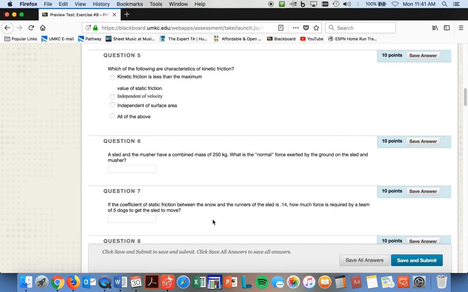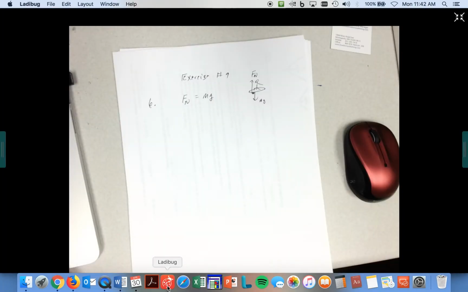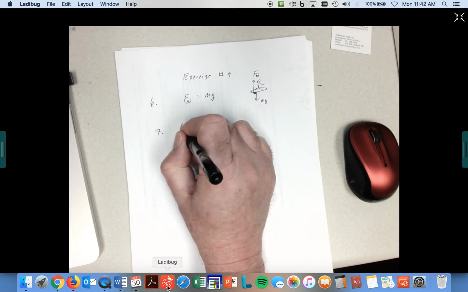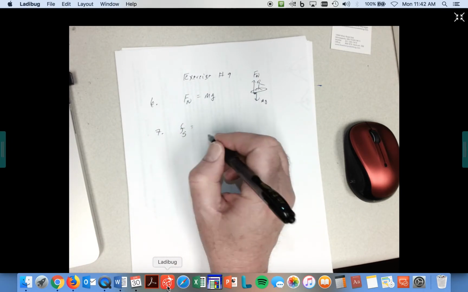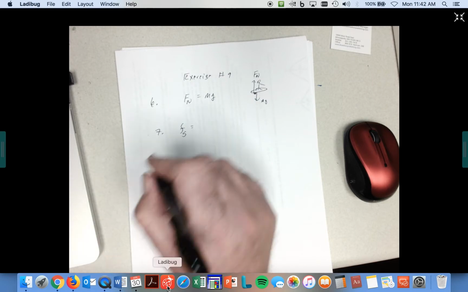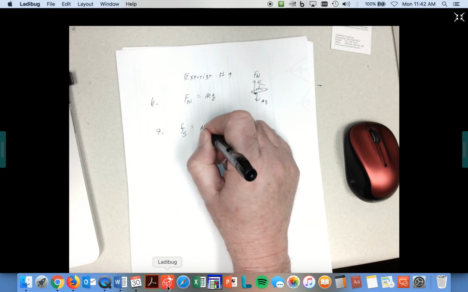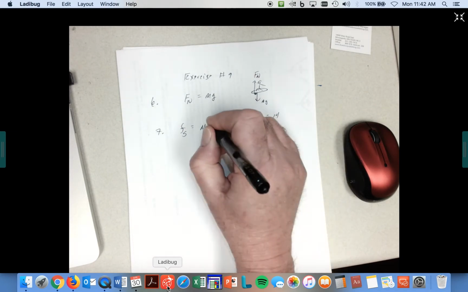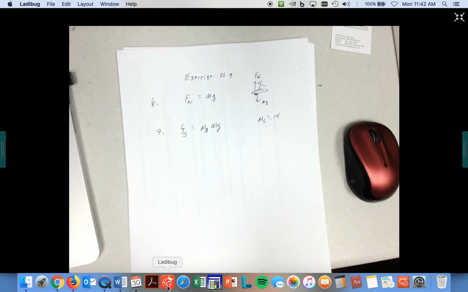If the coefficient of static friction between the snow and the runners of the sled is 0.14, how much force is required by the team of 5 dogs to move the sled? Well, they've got to overcome that frictional force. So the max static frictional force that they have to overcome is equal to mu of s, which in this case is 0.14, times mg. So there you go.